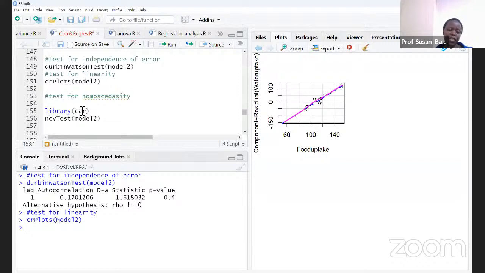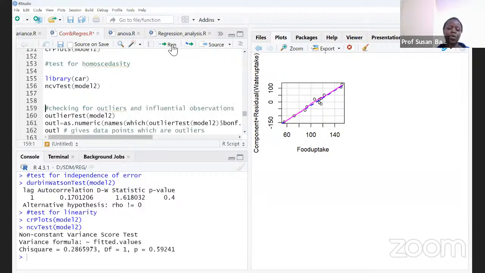If it's not loaded, please load it. I've already finished loading library car. And if you didn't load it, you load it before you can run this test. When you run the NCV test, it's the non-constant variance test. It will tell us whether what we saw in the plot is what is in the result.